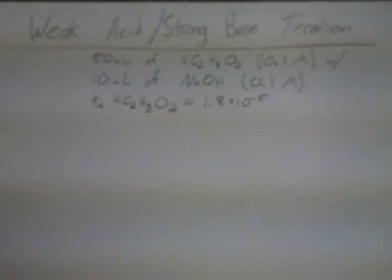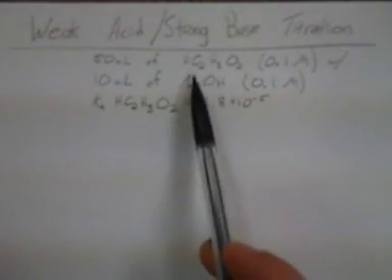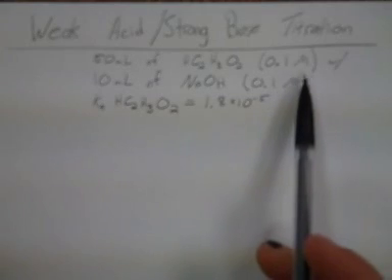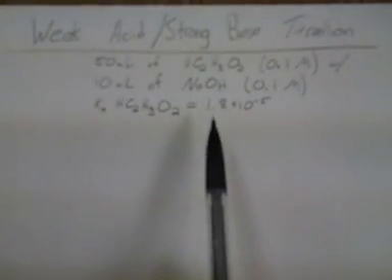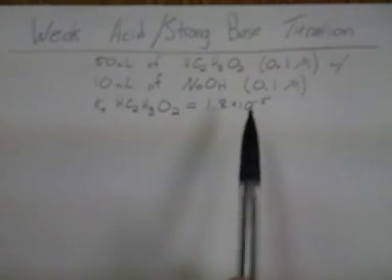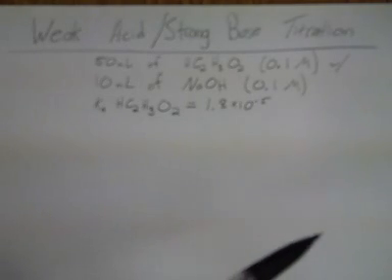Alright, what we're going to do today is a weak acid, strong base titration. And these problems are probably some of the hardest problems you're going to do in AP Chem. So let's try this. You're going to start with 50 milliliters of your weak acid, acetic acid. That's 0.1 molar. And you're going to titrate it with 10 milliliters of NaOH, which is a strong base, and that's also 0.1 molar.